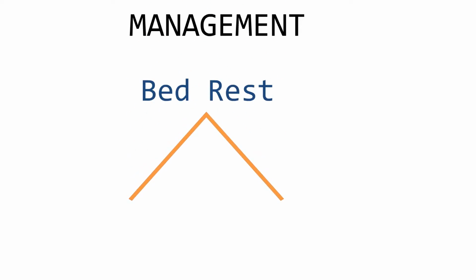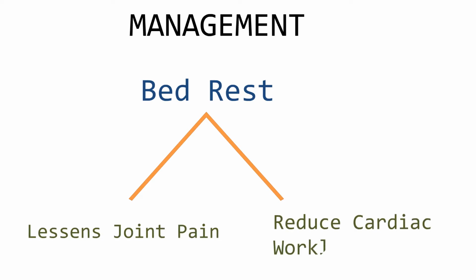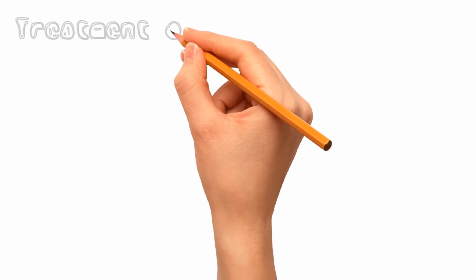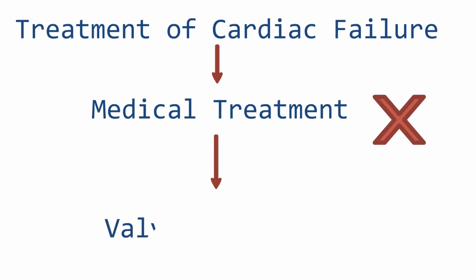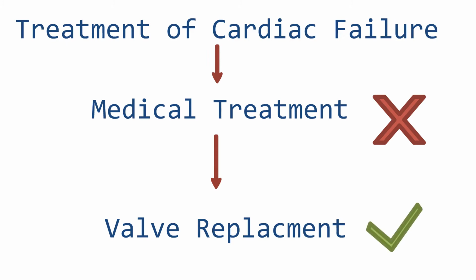Let's see how we can manage this condition. Aims of management are to limit cardiac damage and relieve symptoms. Bed rest is important as it lessens joint pain and reduces cardiac workload. Cardiac failure should be treated as necessary. If medical treatment fails, in patients with severe mitral regurgitation and concomitant aortic regurgitation, valve replacement is the treatment of choice.